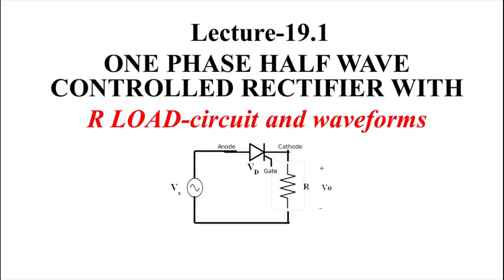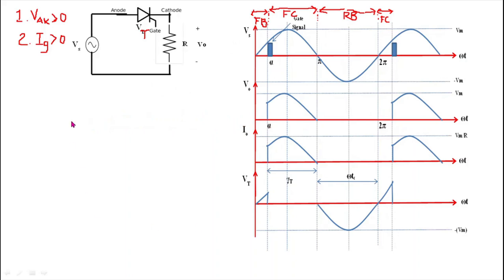So we are going to start with lecture number 19.1, single phase half wave controlled rectifier with R load, and in this lecture we will study the circuit operation and waveforms of this rectifier. This is the circuit diagram of this rectifier. Here the load is resistive and we get output voltage V0 across this load, and this load is connected in series with this thyristor, and this whole circuit is supplied with a sinusoidal voltage source Vs.